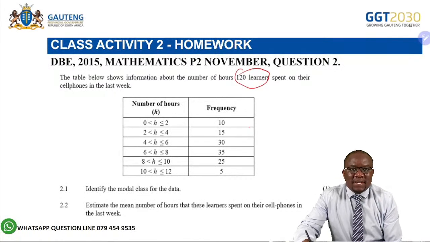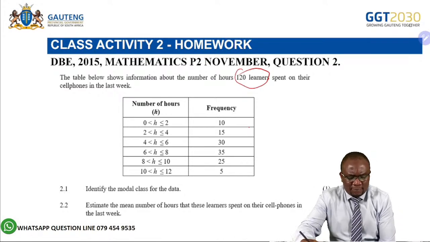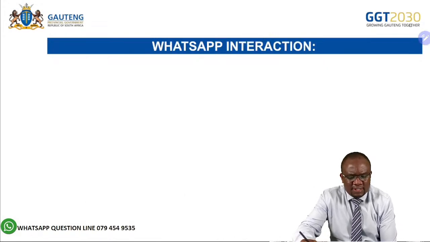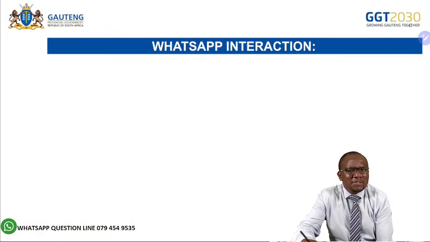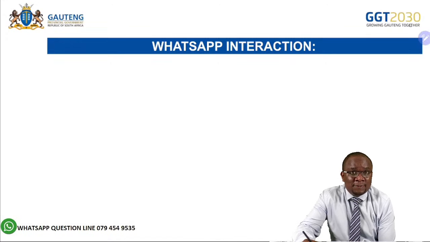Right, welcome back. Grade 10s, I really hope you managed to copy the question and you will do it and submit your work, okay? Right, now let's summarize our lesson. We have managed to interact, but we didn't get any questions today. I'm not sure if you are aware of our line 079. Please, let's interact during lessons and make sure that you understand.